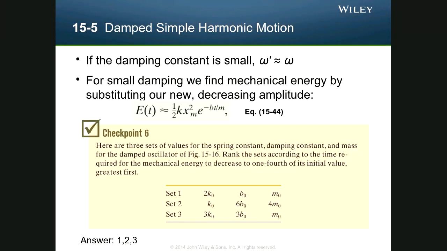So if the damping constant is very small, then omega prime is approximately equal to omega. And for small damping, we find that the mechanical energy can be expressed using our new decreasing amplitude. So we have this approximate function for our energy.